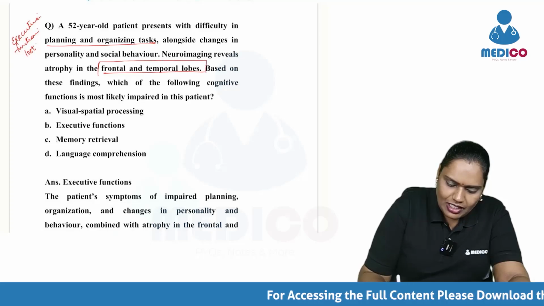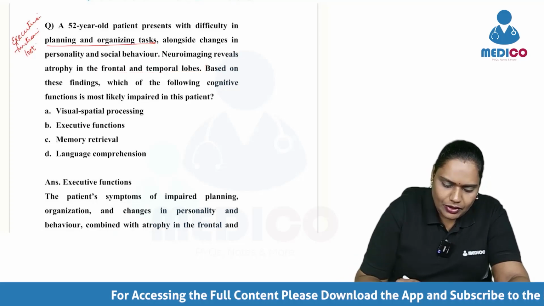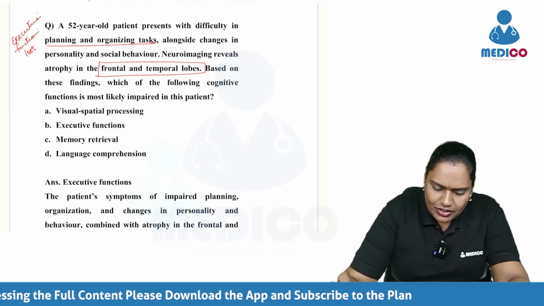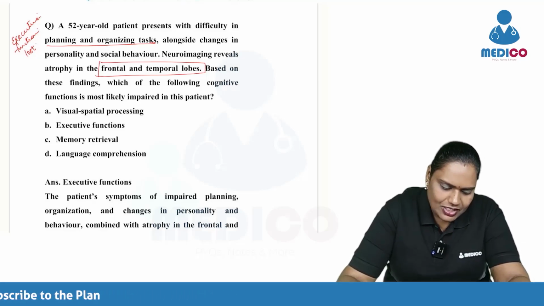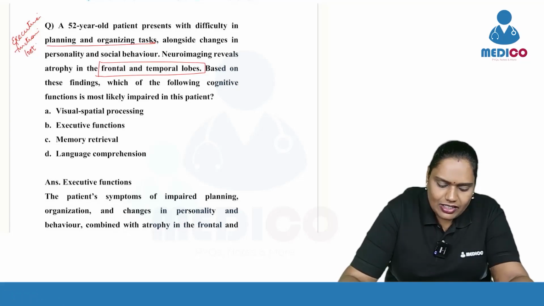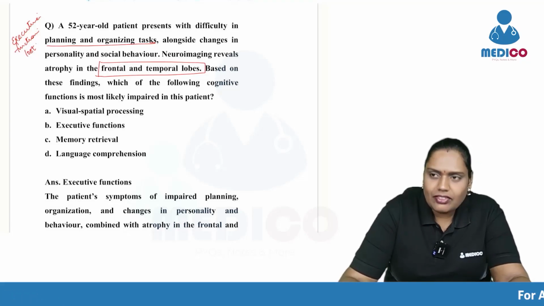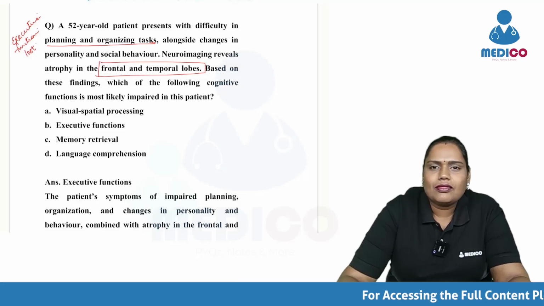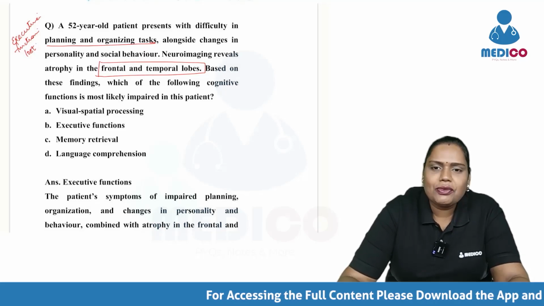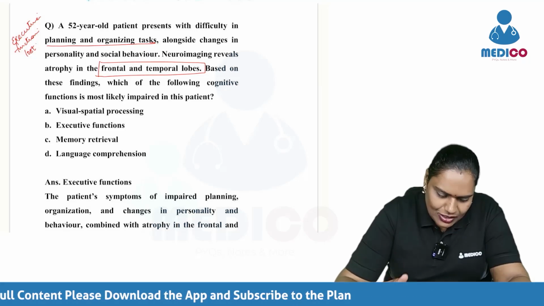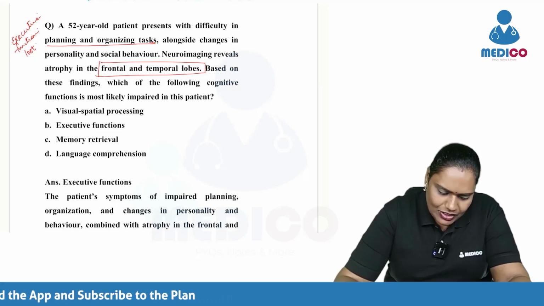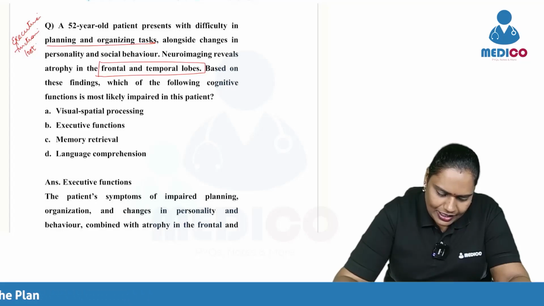Executive function is actually the function of the frontal and temporal lobes. Based on these findings, which of the following cognitive functions is most likely impaired in this patient? Which is impaired here? I already told you. The executive function is impaired. They have given other options as well. After finishing this question, we will take a short break. Let us look at the other options as well. First option is visual spatial processing. The second is executive function, that is what is lost in this patient. Then we have memory retrieval and then language comprehension.